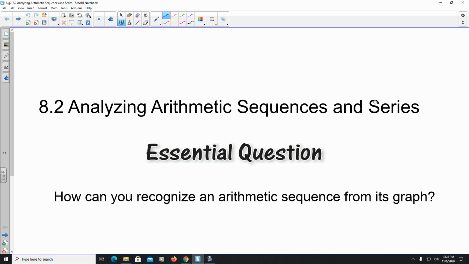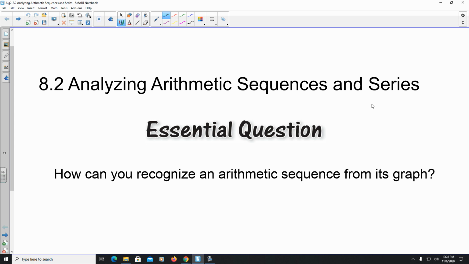In this lesson, we're going to be looking at section 8.2, where we're going to be analyzing arithmetic sequences and series. So what we are going to do here is we are going to attempt to recognize a sequence as arithmetic. And then once we recognize that a sequence is arithmetic, there is a certain formula that allows us to write a rule for that particular sequence.